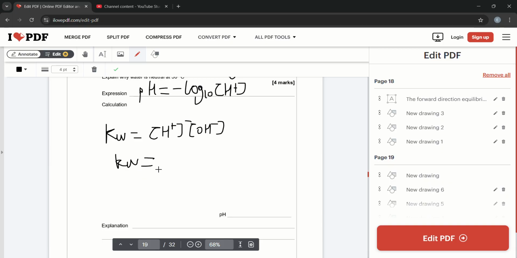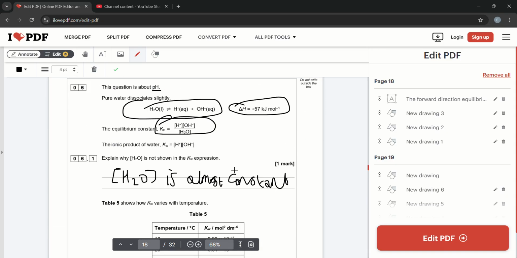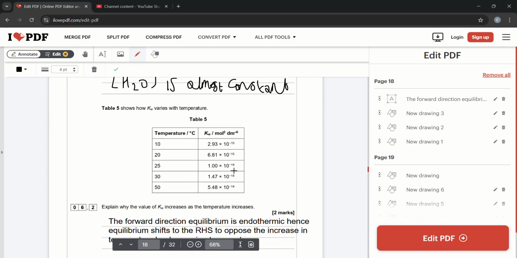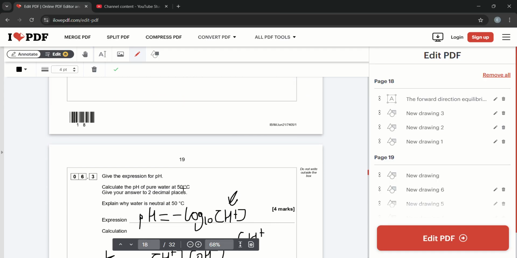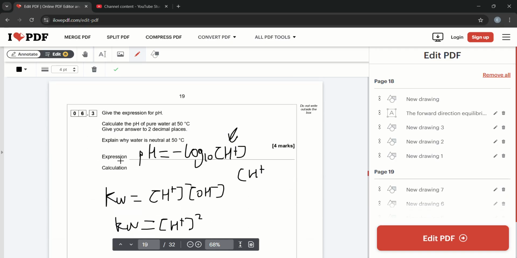So what we can use is this equation. Kw is equal to H plus squared. And how do we find H plus? Kw is equal to H plus squared. And we know Kw at 50 degrees Celsius is 5.48 times 10 to the power minus 14.